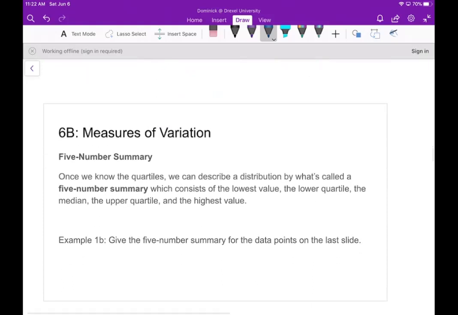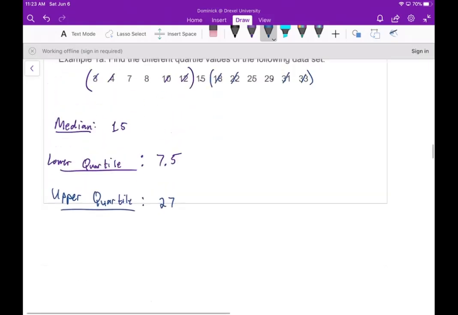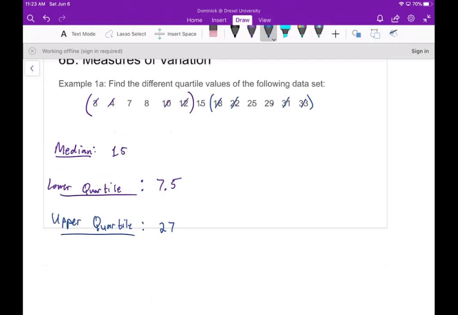So now we've talked about the quartiles, and we can now use this to talk about the 5-number summary. Now this is just summarized by the lowest value, then the lower quartile, median, upper quartile, and the highest value. So as an example, let's go back to our last slide. For our 5-number summary, we just need to include the low value and the high value. So in this case, the low value is 3 and the high value is 33.